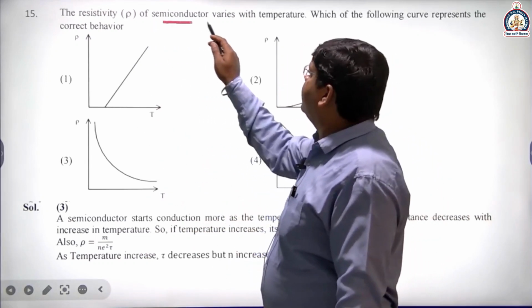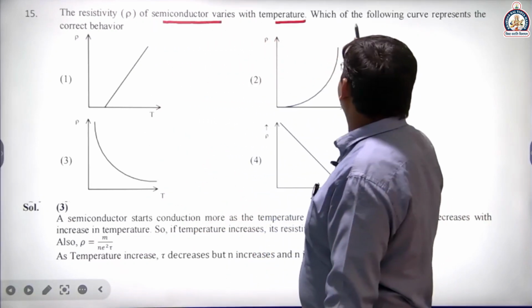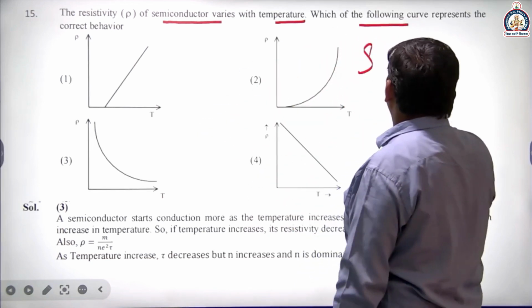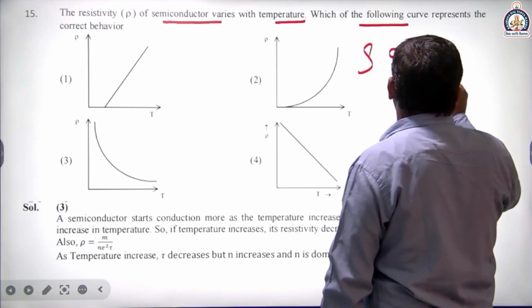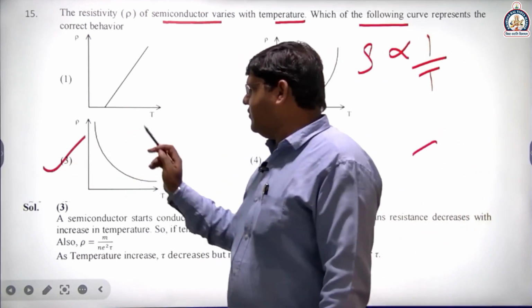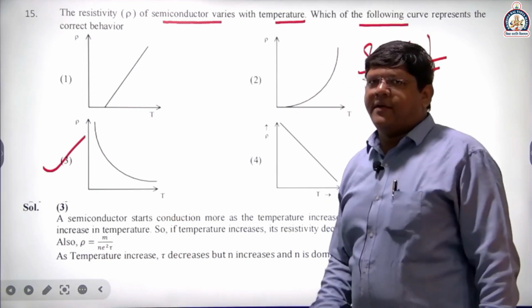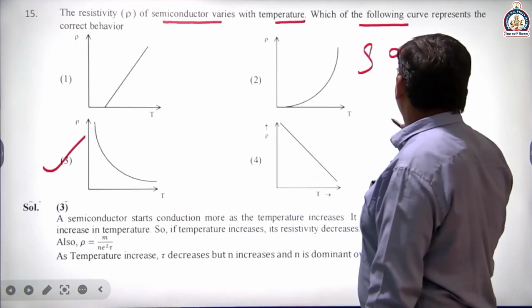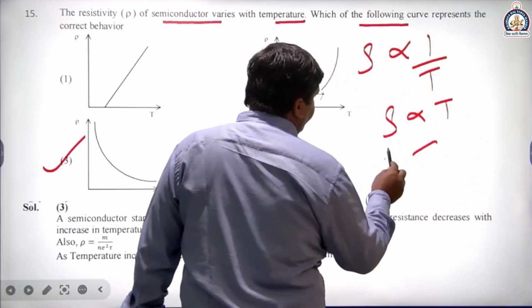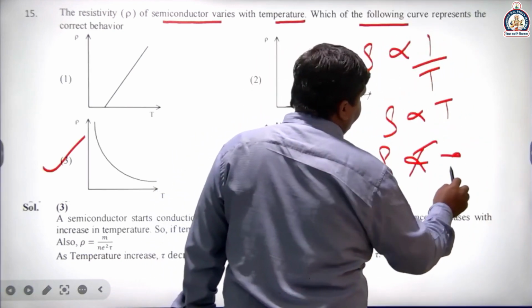The resistivity of a semiconductor varies with the temperature. Which of the following curves shows this? On seeing the relation, we know resistivity is inversely proportional to temperature for a semiconductor, and the required answer is option number 3. If it is a metal, resistivity is directly proportional to temperature, and for an alloy it does not depend on temperature. That's why the relation is this.